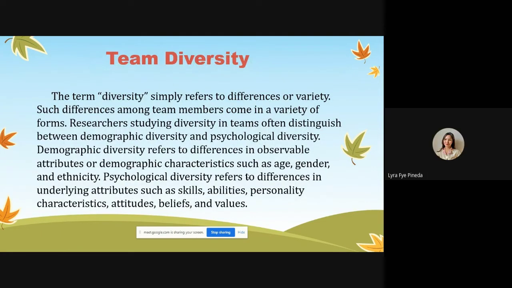For team diversity, it refers to differences or variety. It means that a company has a wide range of diverse individuals, with different kinds of character. While demographic diversity refers to differences in attributes or demographic characteristics such as age, gender, and ethnicity. And psychological diversity refers to differences in underlying attributes such as skills, abilities, personality characteristics, attitudes, beliefs, and values.